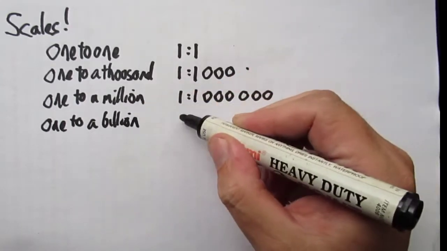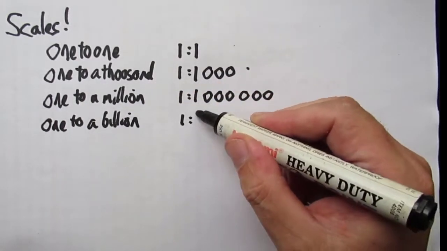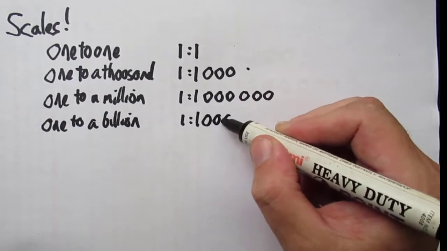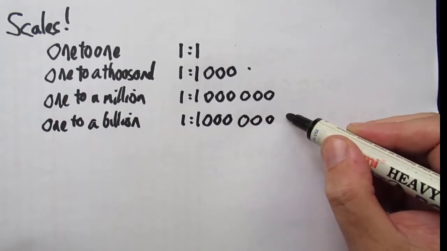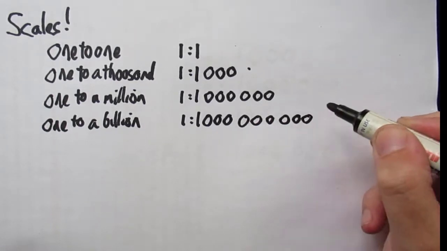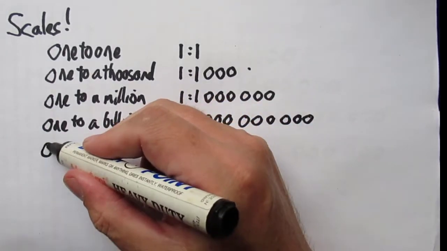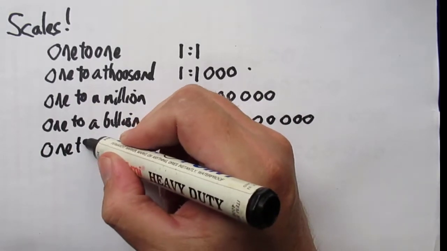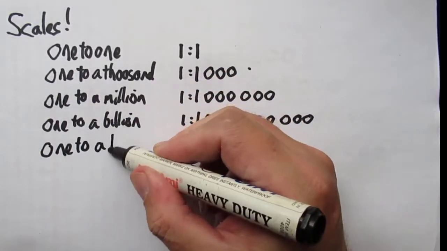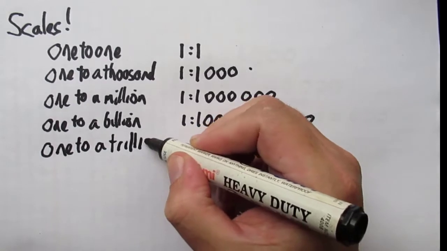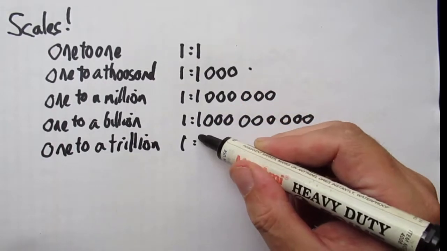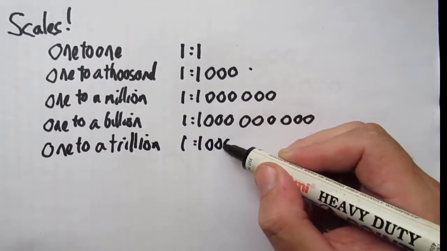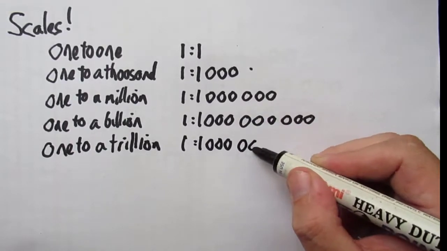That's not as easy. 1 to 1,000,000,000 is 1,000 million, so that's 9 zeros. Note the gaps there as you go in and do this. And the scale after that is 1 to 1,000,000,000,000. Now the trillion is 3, billion is 2, millions above, and this will have 12 zeros all in all.